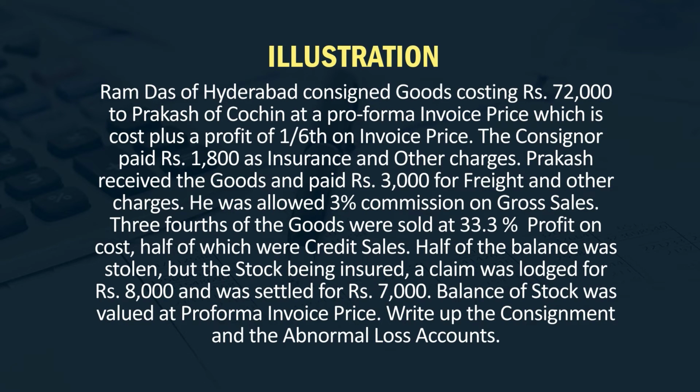It means whatever units were unsold, half of that was stolen, but the stock being insured, a claim was lodged for rupees 8,000 and was settled for rupees 7,000. So of the claim of rupees 8,000 lodged by the consignor, only rupees 7,000 were admitted by the insurance company. Balance of stock was valued at pro forma invoice price. Write up the consignment and the abnormal loss accounts.